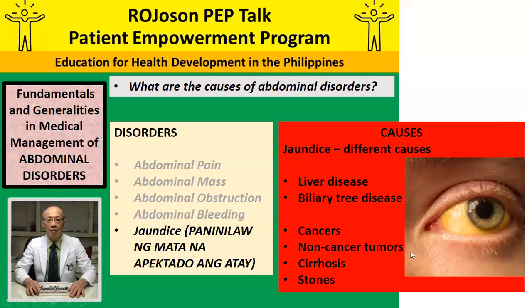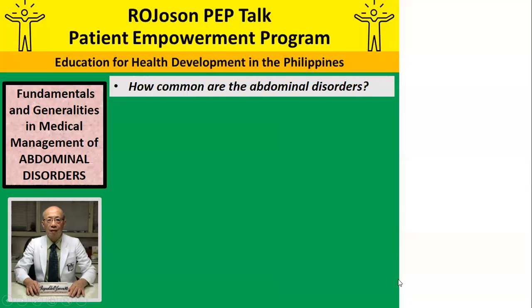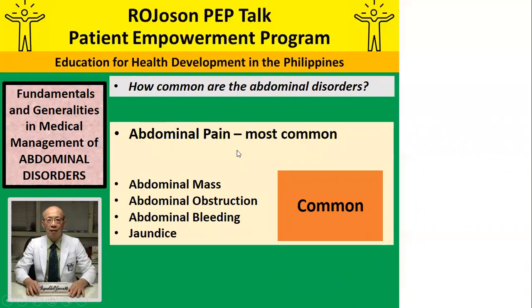Jaundice, paninilaw ng mata na apektado ang atay. So there are different causes, but the more common causes are liver disease and biliary tree disease. The specific causes would be cancer, non-cancer tumors, cirrhosis, and stones. How common are the abdominal disorders? Among the five, the most common is still the abdominal pain, but the others are also common.